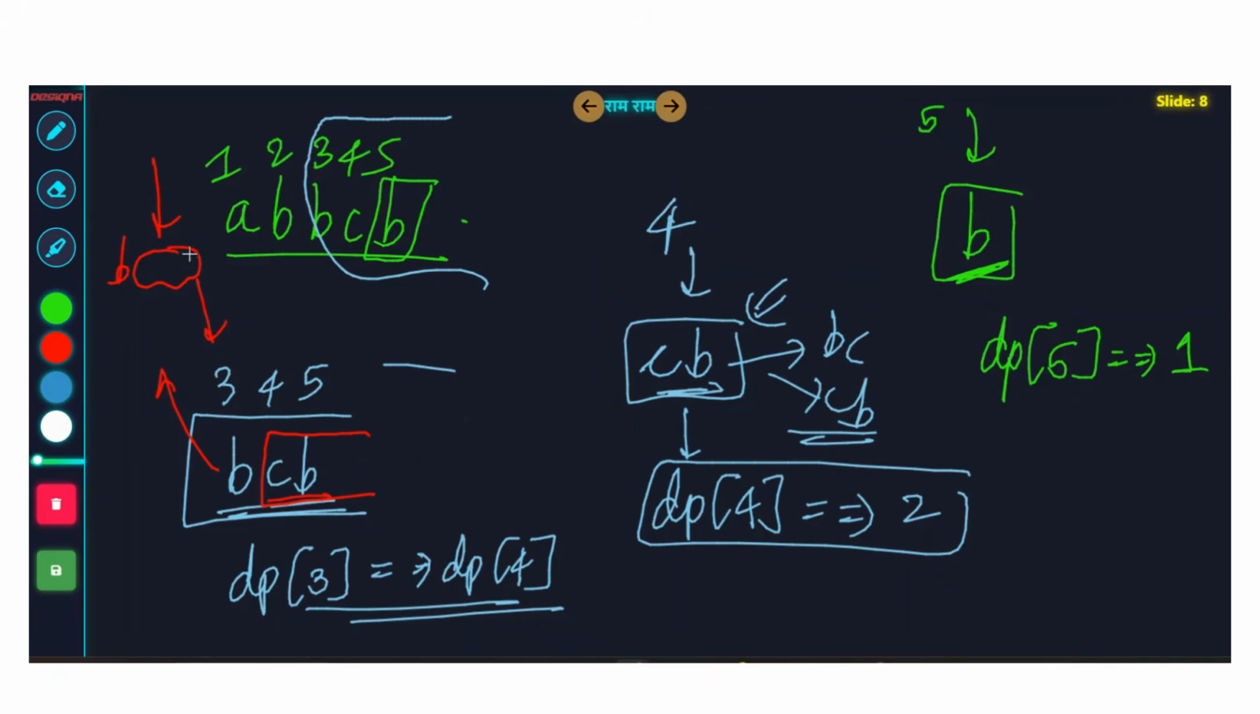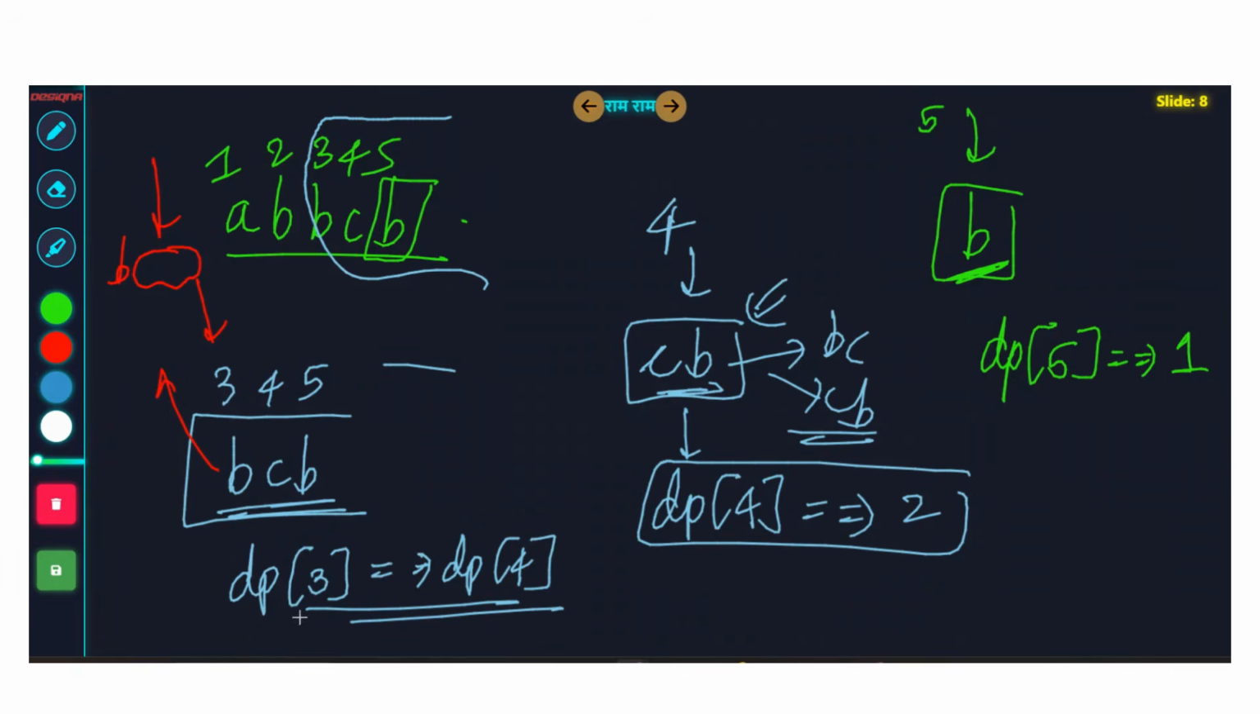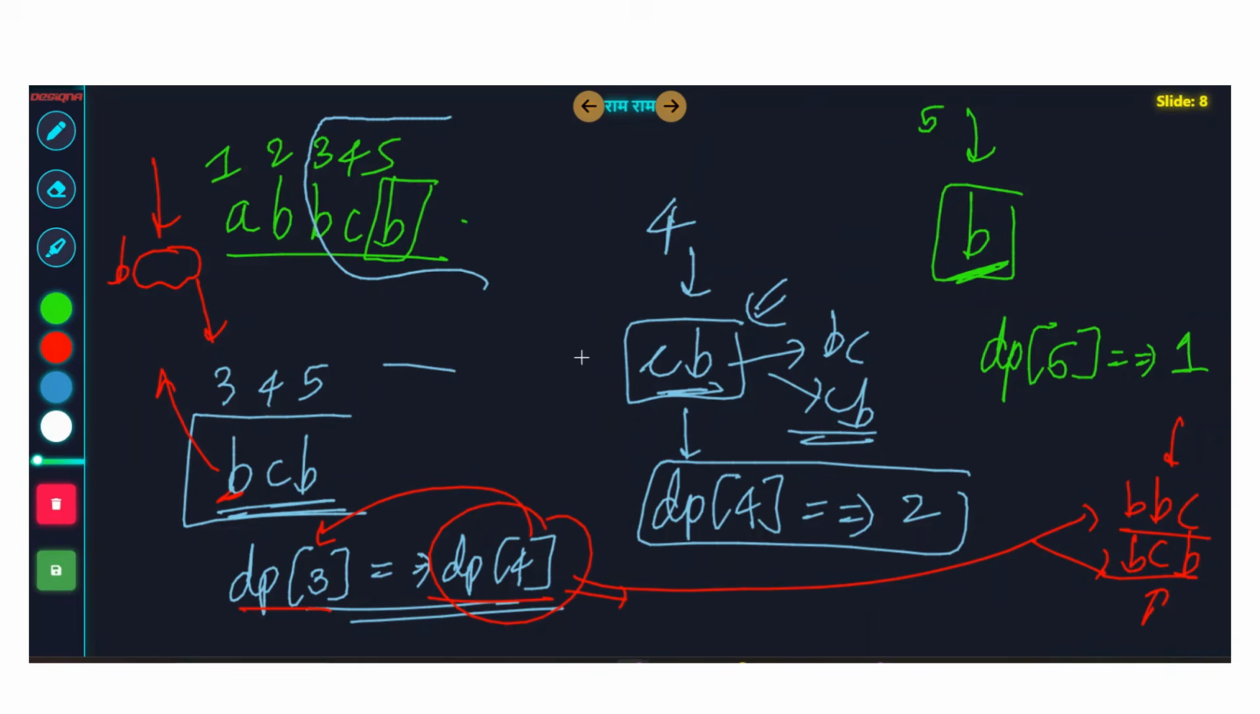CB and then BC. So two ways are there, right? So guys, it's clear. DP3 equals DP4, because DP4 means BC and CB, right? Both of them can join with this B. So there will be two ways only. If there were two ways for this, there are two ways for this also. So currently DP3 is DP4.